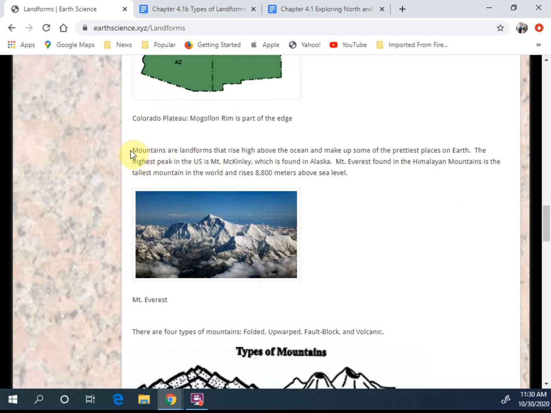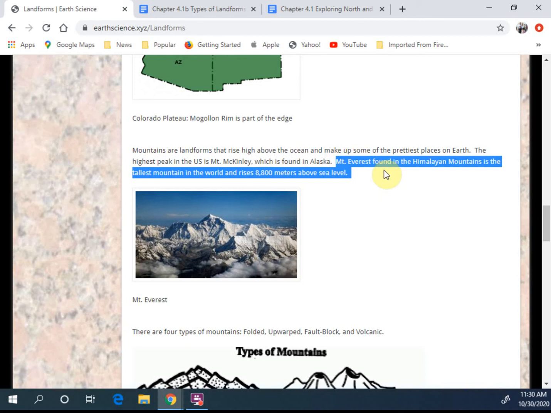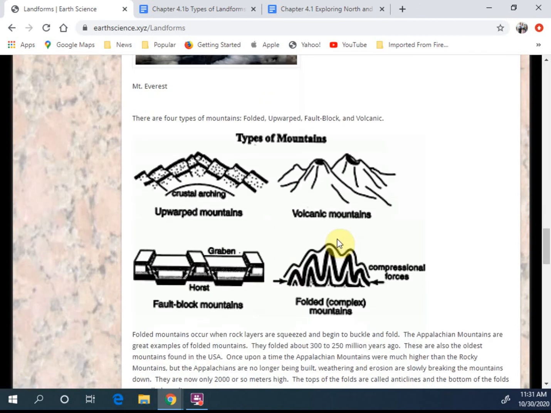The third one is mountains. They are landforms that rise high above the ocean and make up, I believe, some of the prettiest places on Earth. You also need to note that the highest peak in the U.S. is Mount McKinley, found in Alaska, and Mount Everest is the highest in the world, found in the Himalayas. This is a picture of the Himalayas. Beautiful, beautiful. Now, with mountains, there are 4 types.